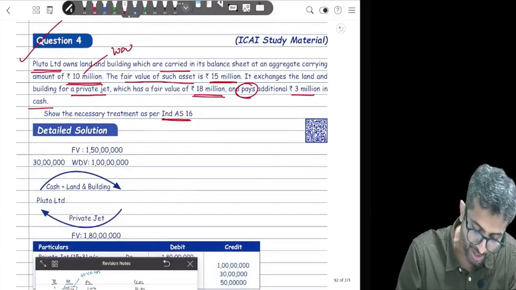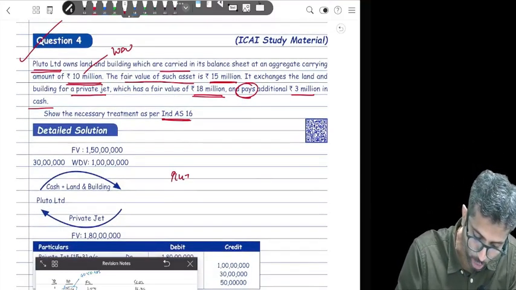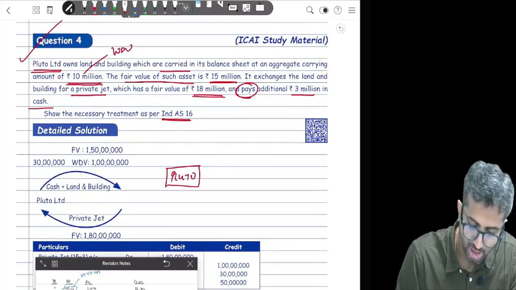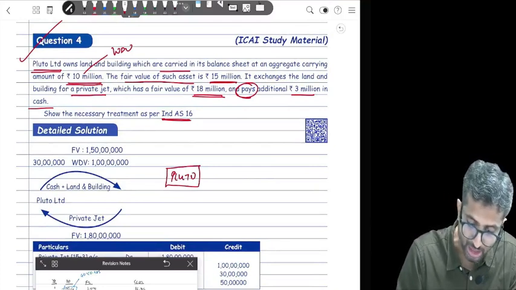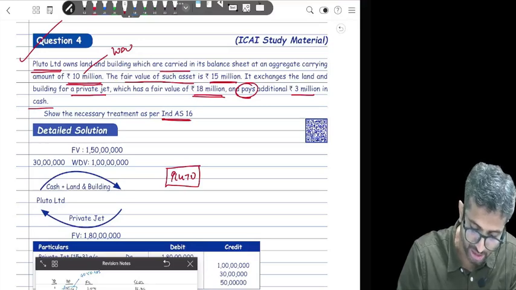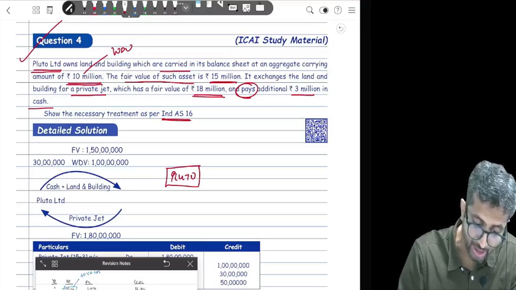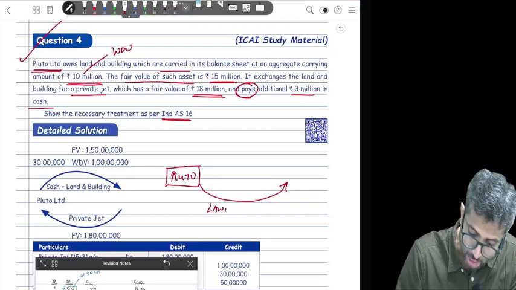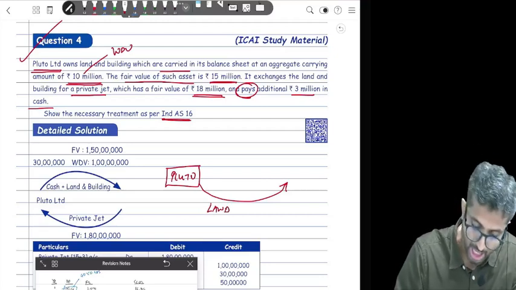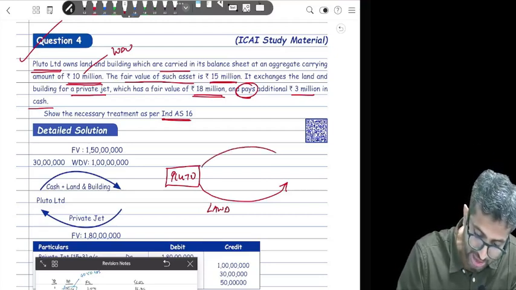So over here, if I have to do this, I am Pluto, so I will prepare this chart, put it in a box, so I have to do accounting for Pluto. Pluto owns land and building which are carried in its balance sheet at 10 million. It exchanges the land for a private jet. So it is giving up land, right? So that has to be the first thing. And in return it is receiving what?